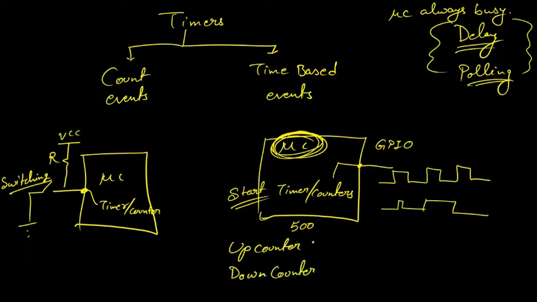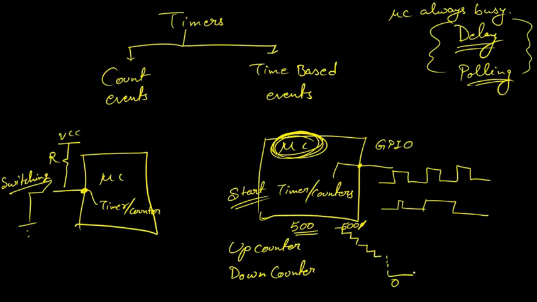So up counter, down counter. For example, now here we have 500. So we can use a down counter and the count will go in decrementing. And it will go up to 0, which is the terminal count. It will reach 0. So it started the journey from 500 and reached 0.